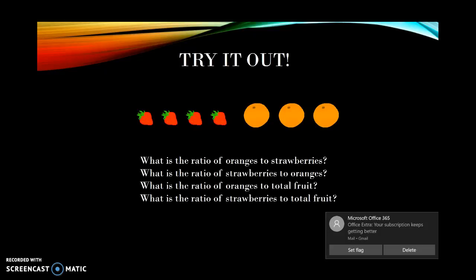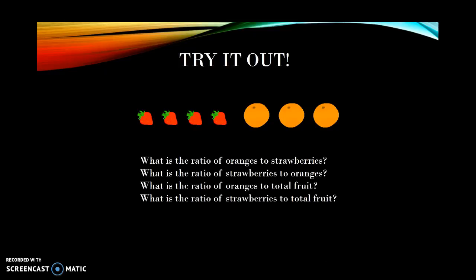And I want you guys to pause the video to figure them out. I'm just going to read them for you right now, though. We have some fruit pictured above. I want you guys to tell me the ratio of oranges to strawberries, the ratio of strawberries to oranges, the ratio of oranges to total fruit, and the ratio of strawberries to total fruit.